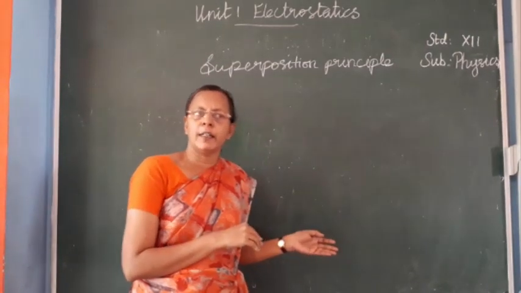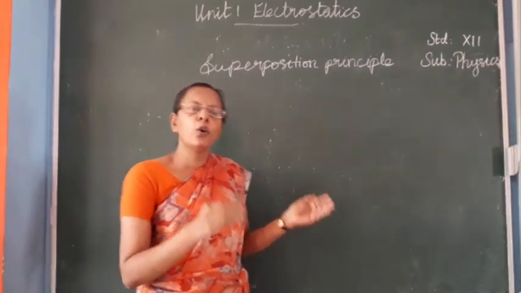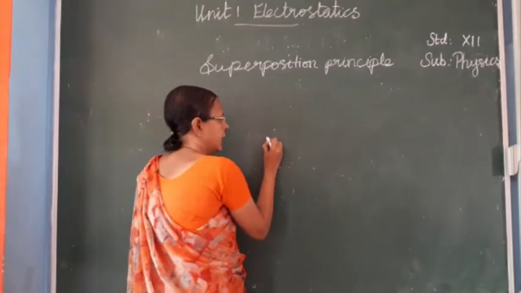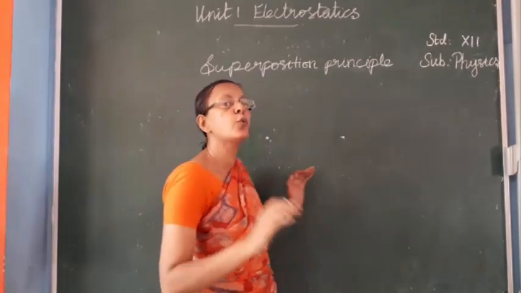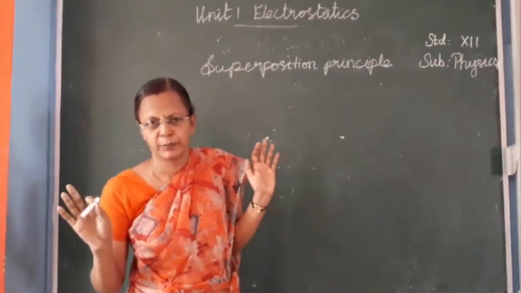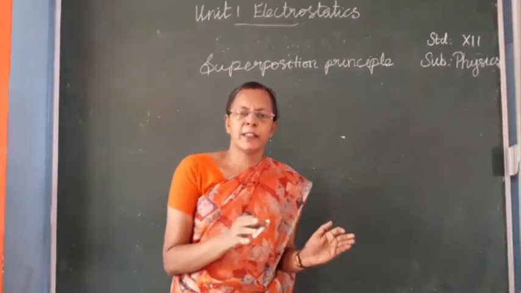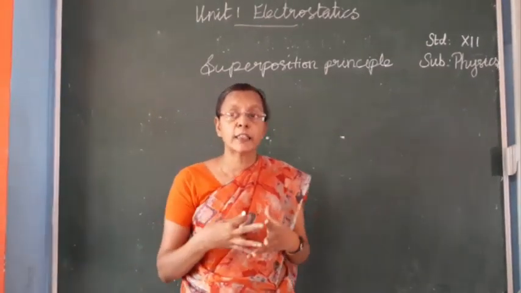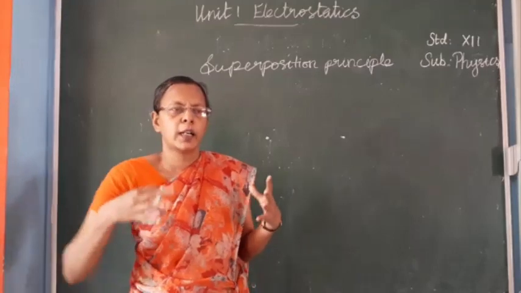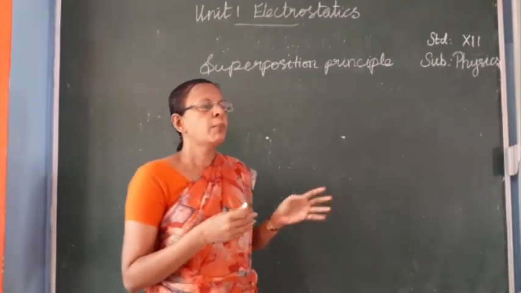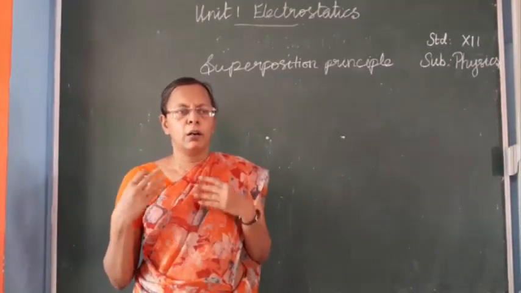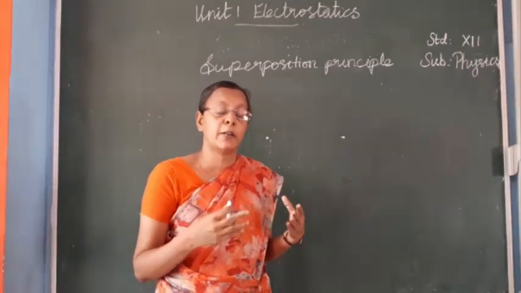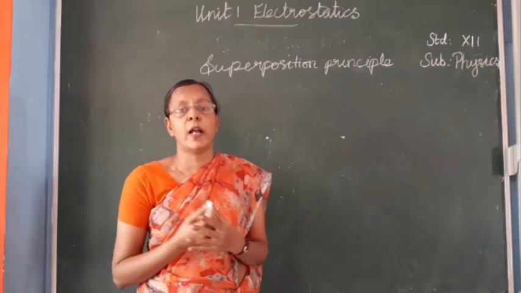Last day, in the first class, we learned Coulomb's law. What does Coulomb's law say? It gives the interaction between two point charges, Q1 and Q2. The electrostatic force between these two point charges, we can find out by the use of Coulomb's law.